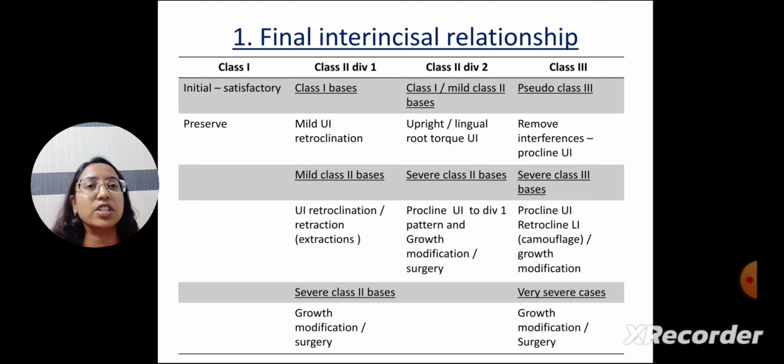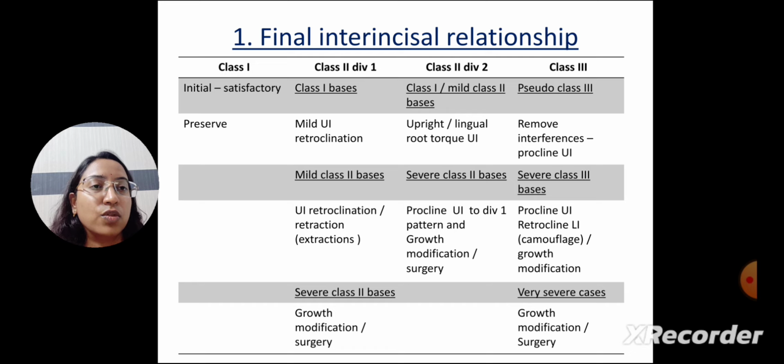Class 2 division 2 is similar to class 2 division 1. In class 2 division 2, we have a class 2 molar with upper anterior teeth which are retroclined. So in case of a class 1 or mild class 2 skeletal base, just uprighting the teeth or moving the upper incisor root lingually or palatally should be sufficient to bring about a good interincisal relationship. Whereas in case of severe class 2 base, we convert the class 2 division 2 into a class 2 division 1 malocclusion by proclining the upper incisors. And then to that, we add either growth modification or surgery depending on the growth status of the patient.